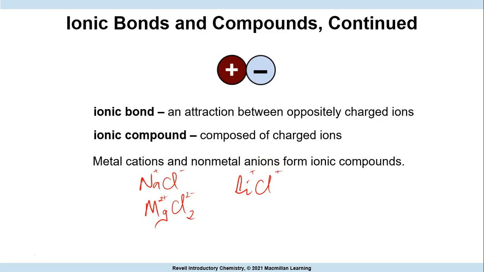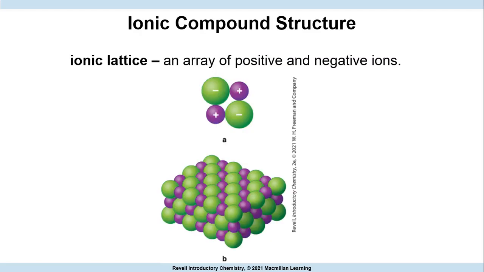Please master this, as opposed to covalent compounds that are formed between 2 non-metals. So when compounds are formed between a metal ion and a non-metal ion, they are called ionic compounds.